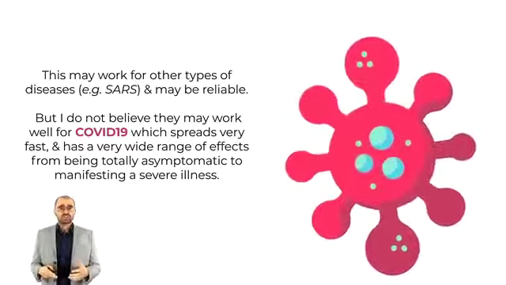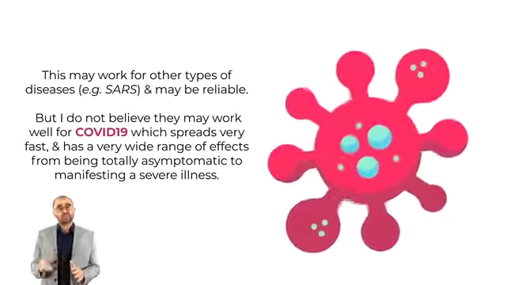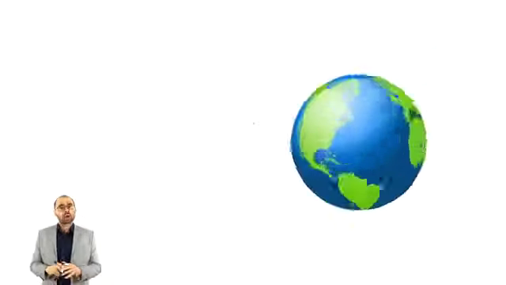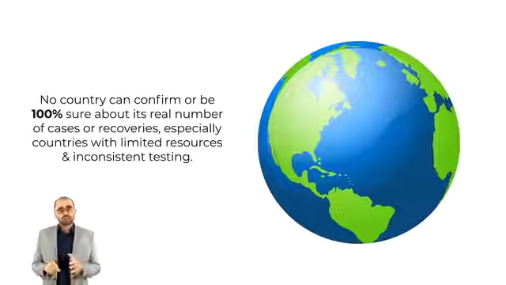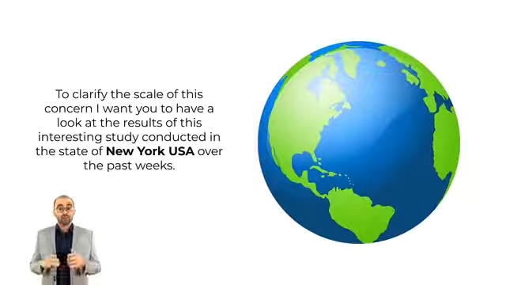COVID-19 spreads very fast and has a very wide range of effects, from being totally asymptomatic to manifesting severe illness. No country can confirm or be 100% sure about its real number of cases or recoveries, especially countries with limited resources and inconsistent testing. To clarify the scale of this concern, I want you to have a look at the results of this interesting study conducted in the state of New York in USA over the past few weeks.